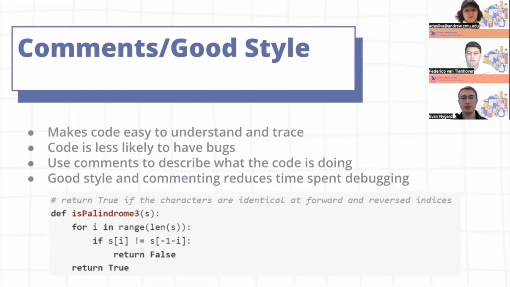In this example, we have a return true, and the comment tells us what the function is doing. Then the function has a good name, which tells us that it's checking whether it's a palindrome or not. And then the variables, i for index and s for string, tell us appropriately what they should be.